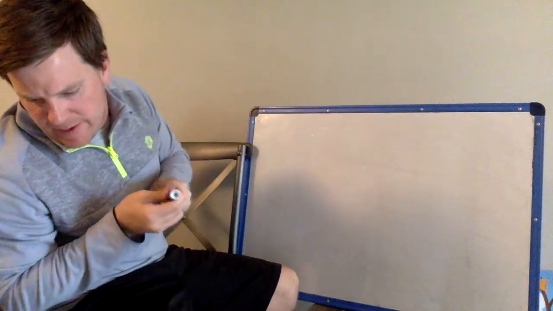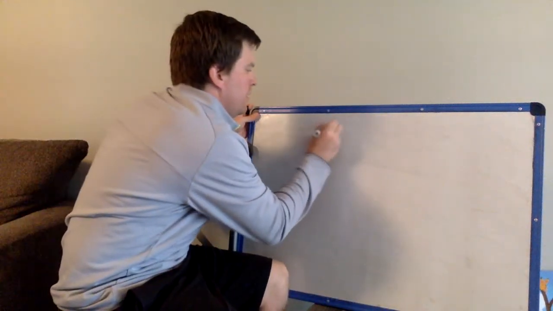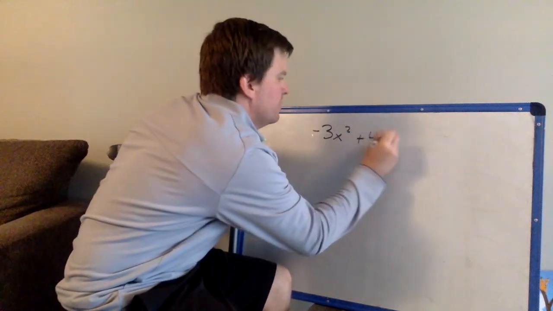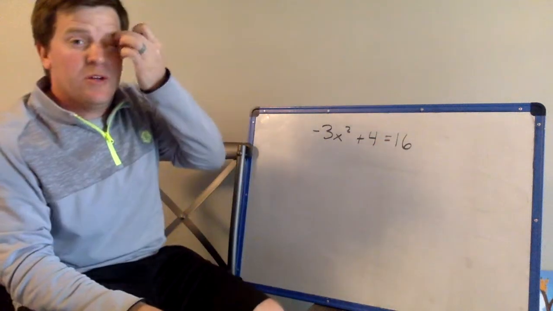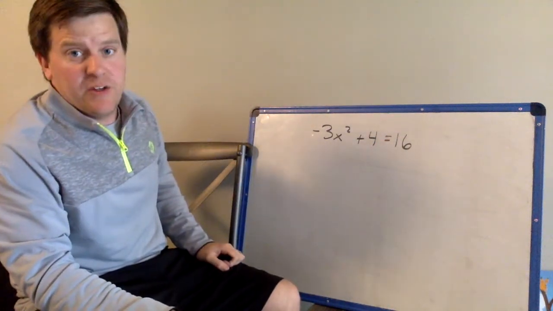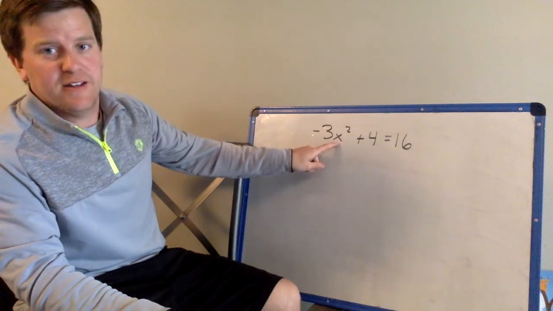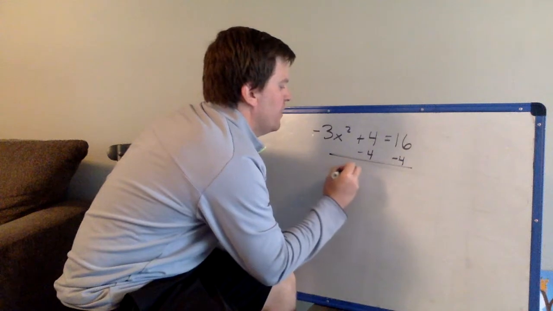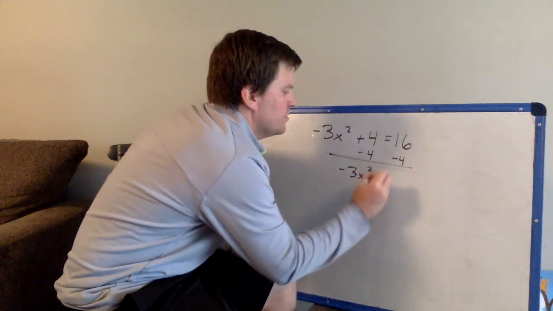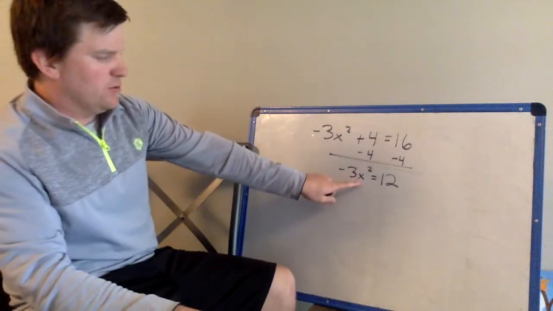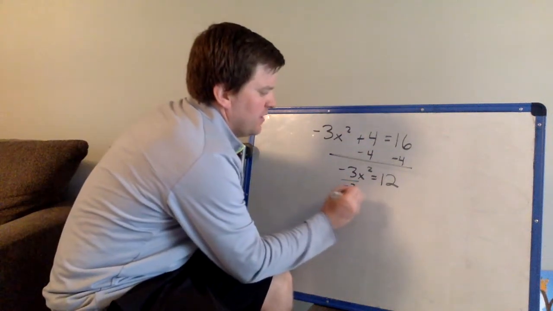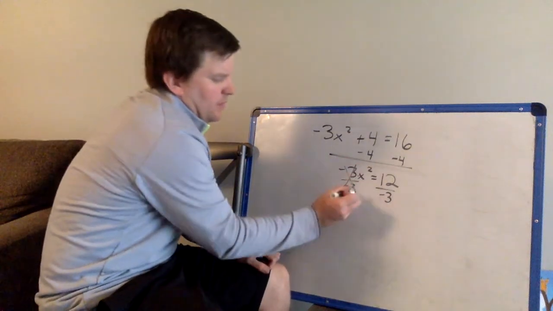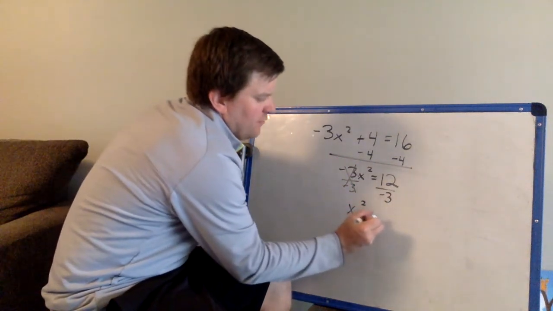Let's say we've got negative 3x squared plus 4 equals 16. Okay, again, write these down with me so you have something to look back at. It's very similar to the last problem. We need to get x squared isolated. So let's move the 4 first, subtract 4. Okay, we have negative 3x squared equals 12. Now we're close. We need to get x squared by itself. Let's divide both sides by negative 3 since we were multiplying here. Those cancel. x squared equals negative 4.